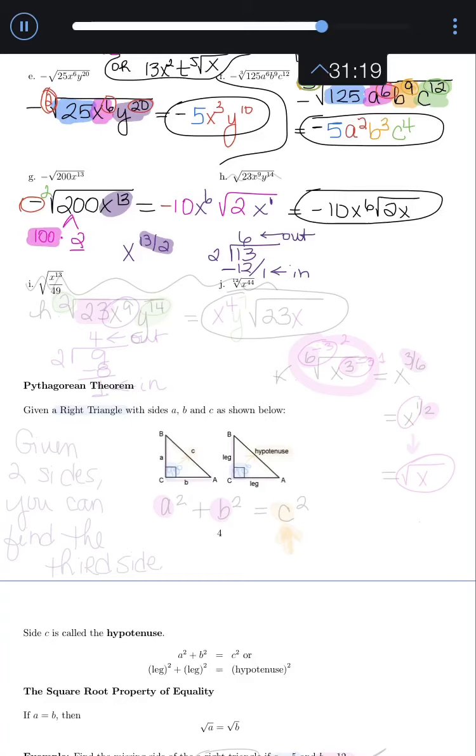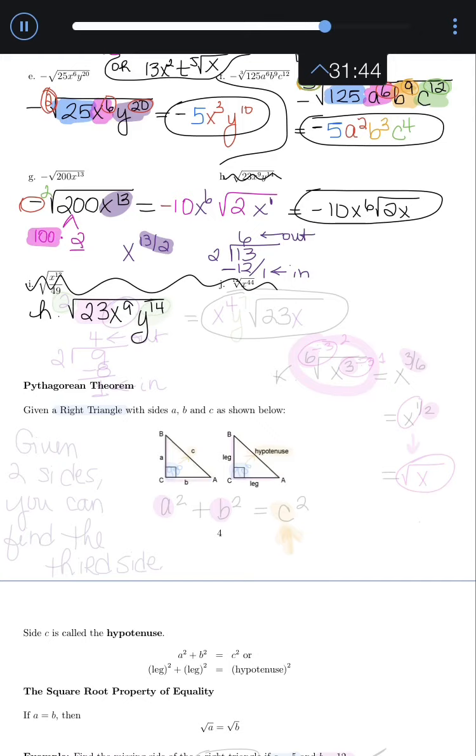H is more the same. Let's take a look. I'm running out of space here, so I'm going to do h down here. Let's move h here. Let's move everything down a little bit. We'll look at the square root of 23x to the 9th, y to the 14th.